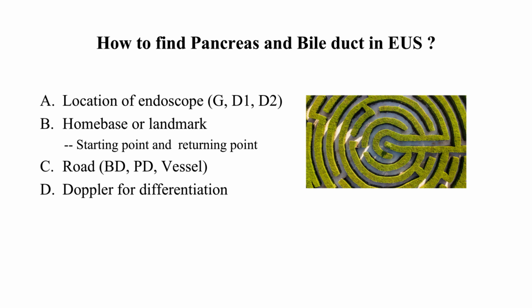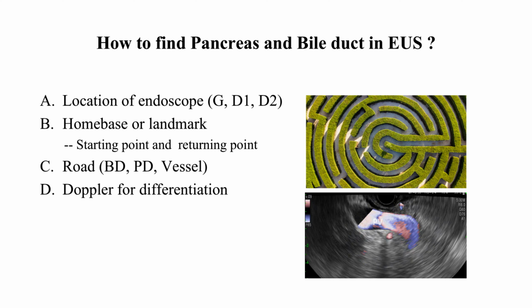First, we must always know where the scope is in the stomach, the duodenal bulb, or the second portion of the duodenum. Second, we define a home base or landmark, which serves as both our starting point and the point to which we return. Third, we use anatomical roads such as the bile duct, pancreatic duct, and surrounding vessels to guide our exploration. Finally, we use Doppler to clearly distinguish vessels from other structures and to avoid misinterpretation.